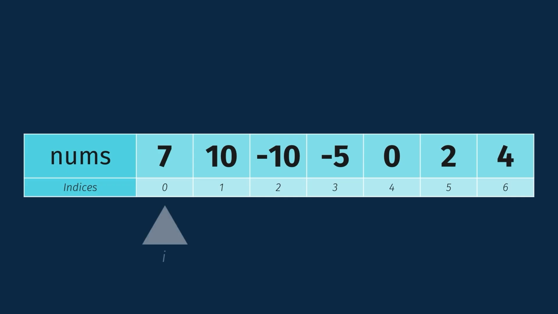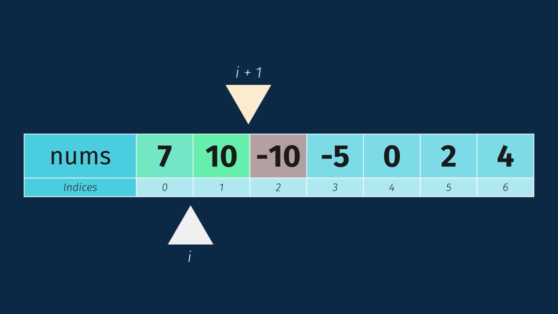Let's start our pointer i at index 0, which is pointing to the number 7. We also need to peek at the next element at i plus 1, which is 10. Now comes the big question. Is 7 greater than 10? Nope. Since 7 is less than 10, the sequence is still increasing, just like a normal sorted array. This is not the break we are looking for, so we keep going.